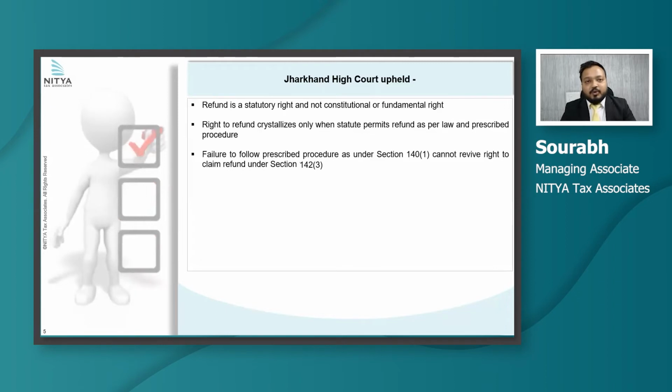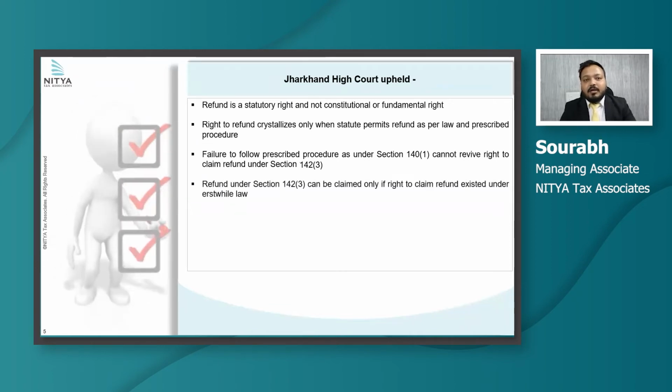Failure to follow a procedure that was prescribed under Section 140 cannot revive their right to claim refund under Section 142 Clause 3. Thereafter, refund under Section 142 Clause 3 can be claimed only if a right to refund existed under erstwhile law. So Section 142 Clause 3 essentially does not enable refund of such credits which have not been carried forward under GST regime, but it only provides for a mechanism that the refund will be dealt with only in terms of the erstwhile provisions. If the erstwhile provision allowed or entitled the refund of such credits which have not been carried forward, then only this refund could be granted. Otherwise, the refund cannot be granted.